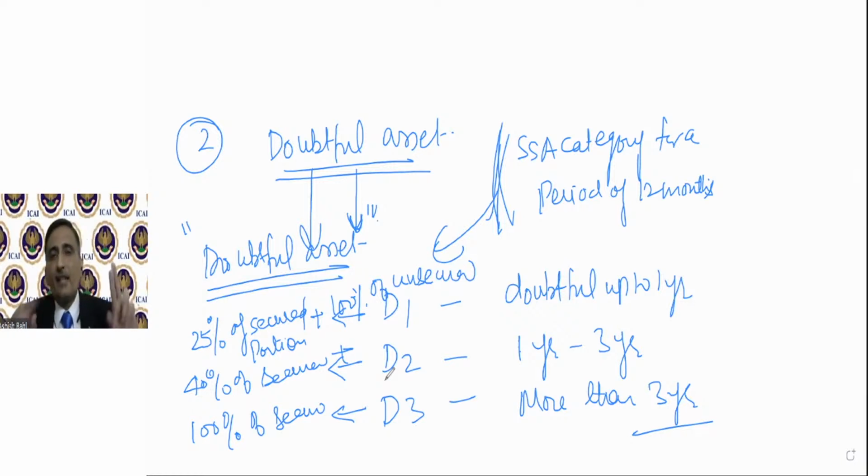So what is the distinction between substandard asset and doubtful asset, and what is the difference between the two? So substandard asset is a non-performing asset which remains non-performing for a period of less than 12 months or equal to 12 months. And a provision of 15% of outstanding balance is to be made.